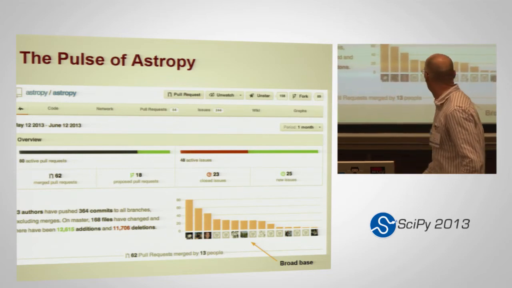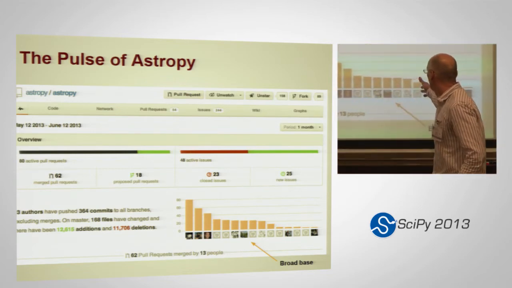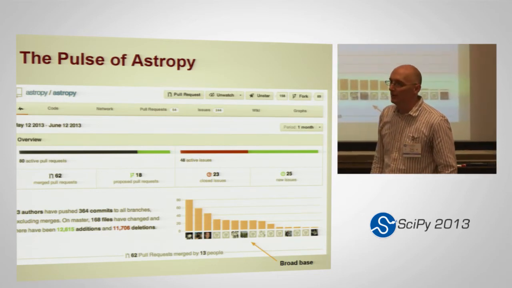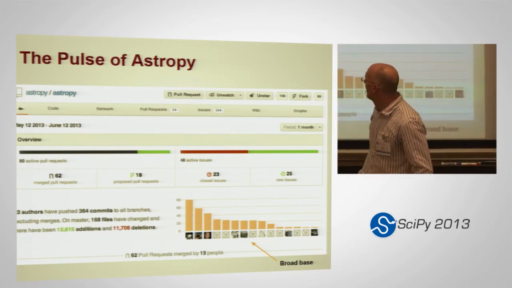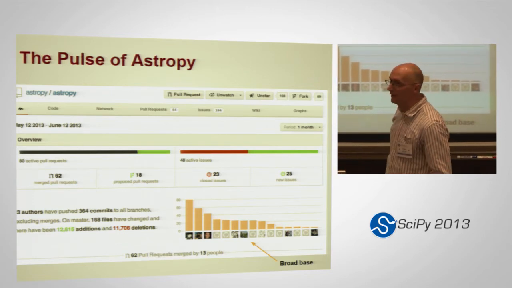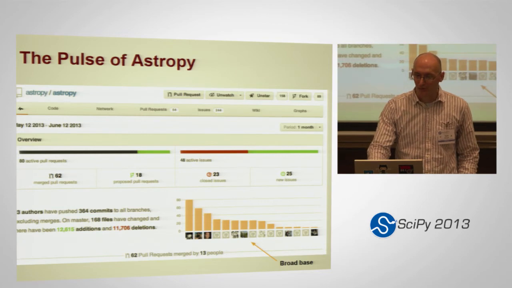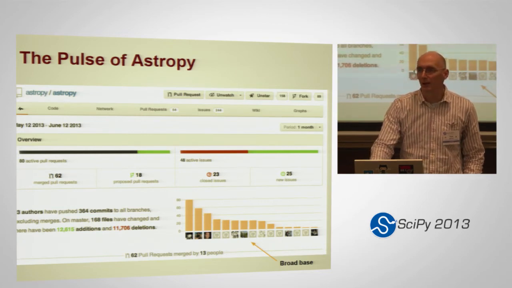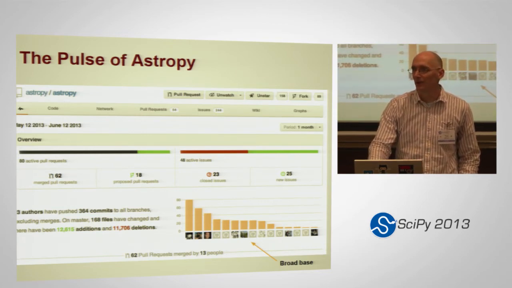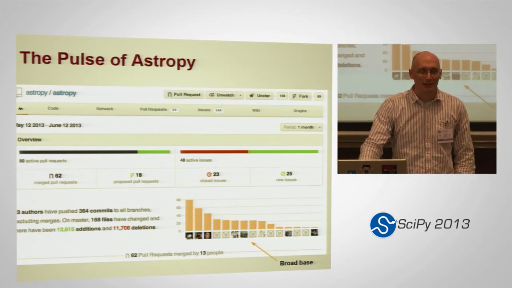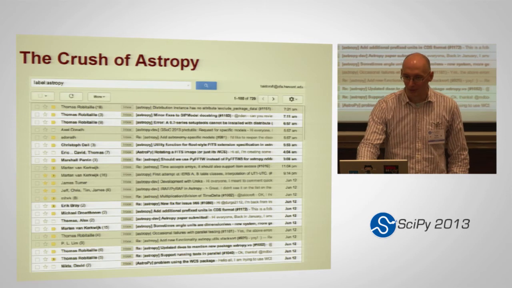What makes me happy about this is the broad base. In this plot, there are 9 people with at least 20 commits in the last month, and we have a lot of pull requests, a lot of activity, and a lot of issues. I was surprised to look at this and then look at NumPy and see we were in the same league, although it's not a fair comparison because that's a mature project and it's a lot easier to contribute to something new.